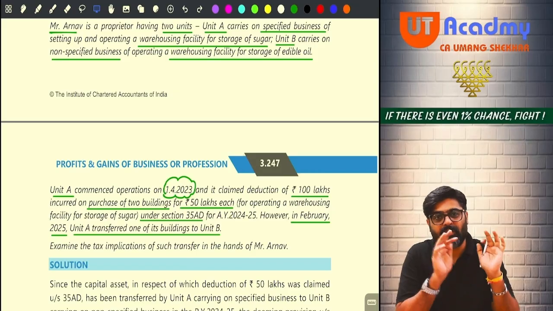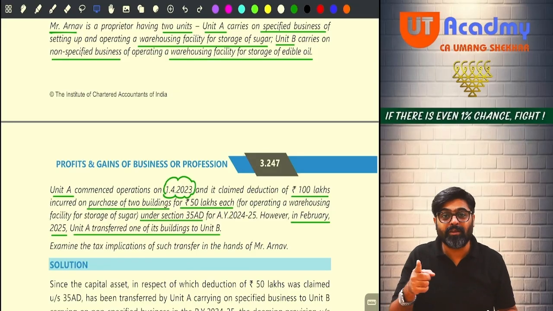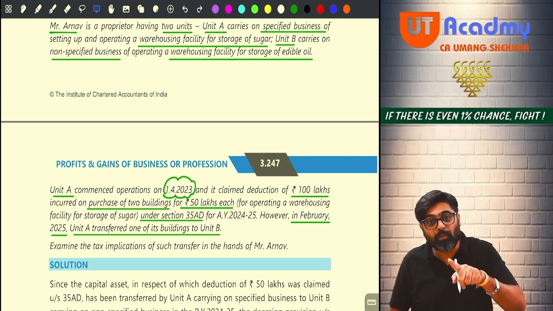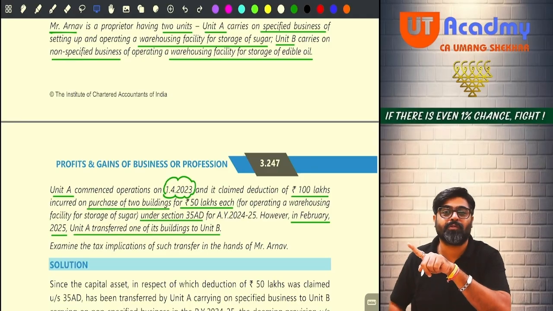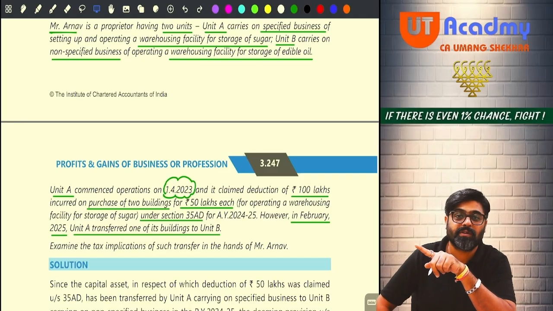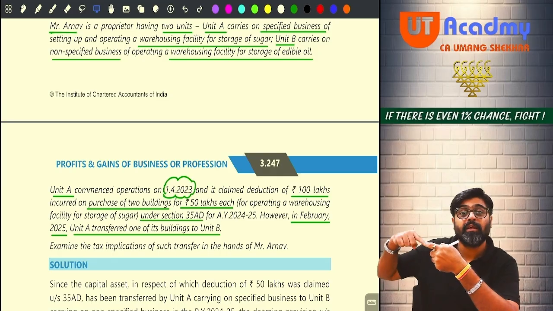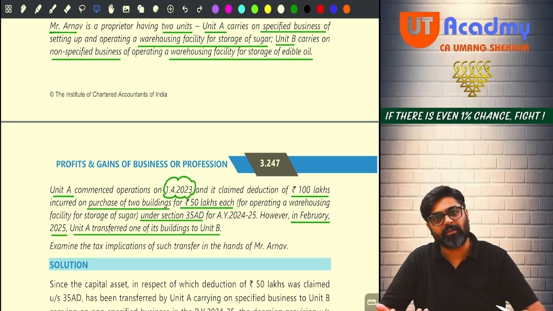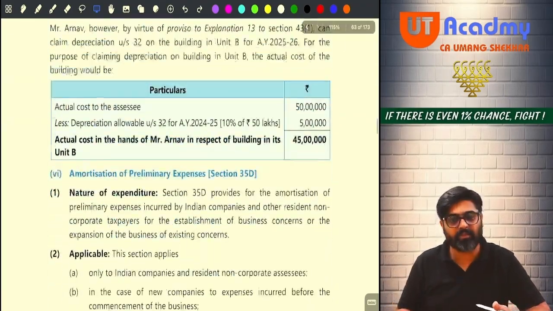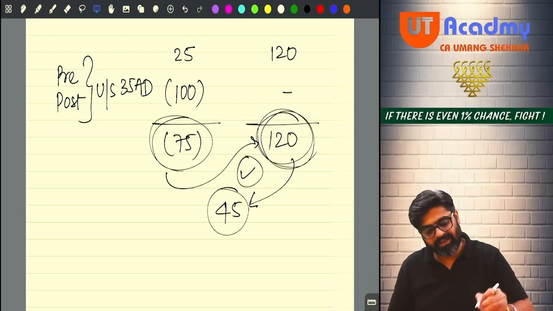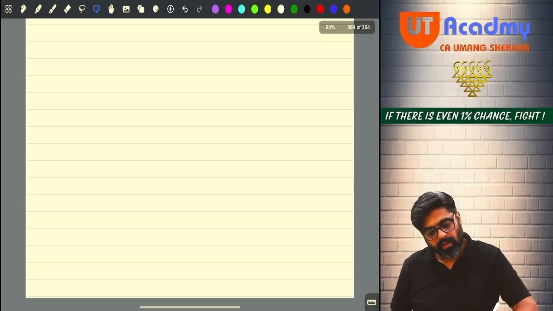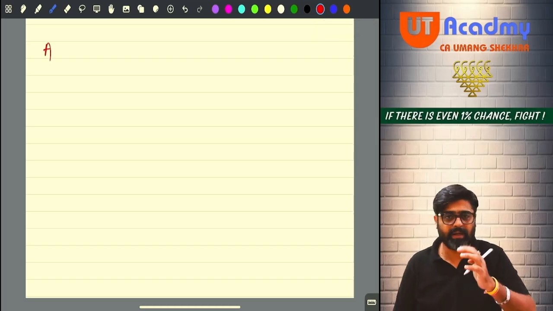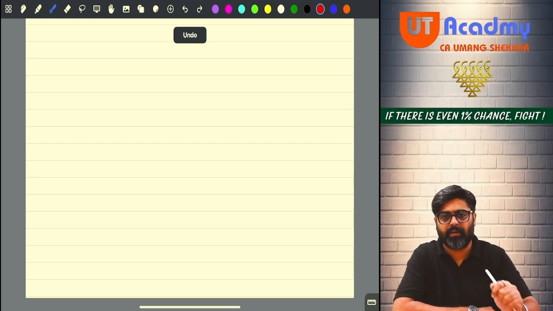Now that same 45 lakhs, as per the proviso to Explanation 13 under section 43(1), will be treated as the actual cost of building in unit B business. Getting my point? Now how to present this? They have given you the answers like this, so the presentation is very easy. First of all, please write down, I'm dictating.